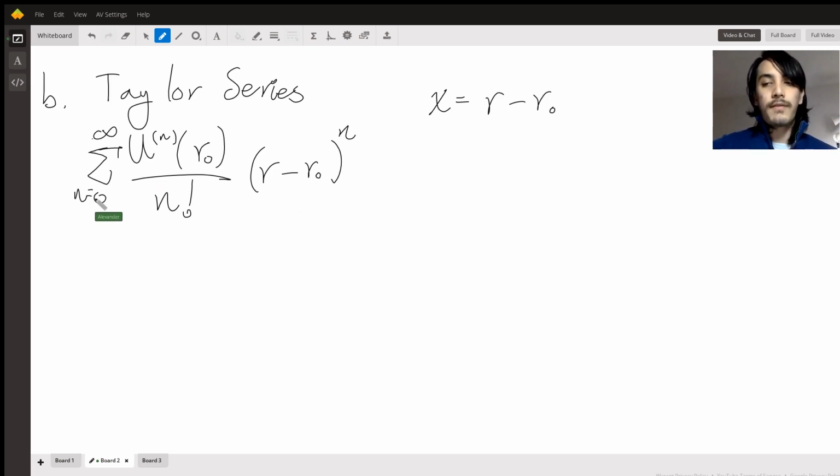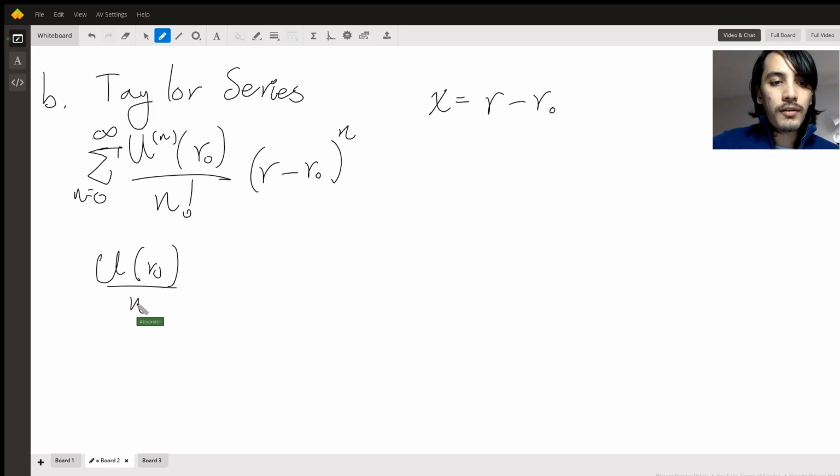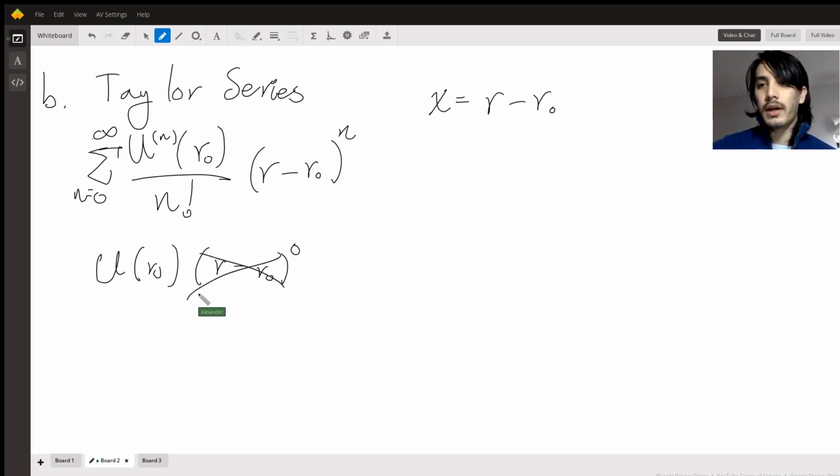So if we pick the first term, n equals 0, we have u to the 0th derivative, which is just u of r naught, over 0 factorial, which is just 1. And then this is going to be times all this stuff to the 0th power, which just makes it a 1. And so we actually don't care about the 0th term here because it's just a constant. So we can ignore that.